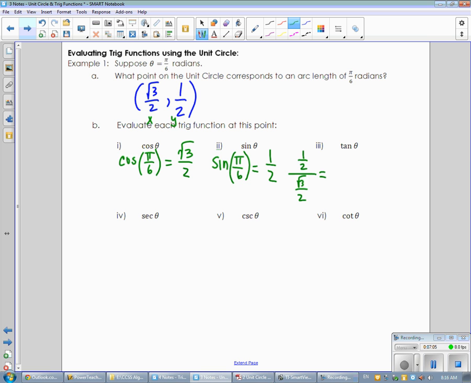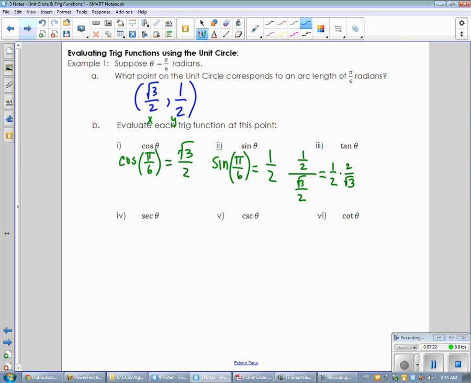So that means that the top fraction is going to stay the same. It's going to be 1/2, but instead of using division, I'm going to change it to multiplication. And then I need to multiply by the reciprocal of square root of 3 over 2. And remember, reciprocal just means flip. So I'm going to be multiplying by 2 over the square root of 3.